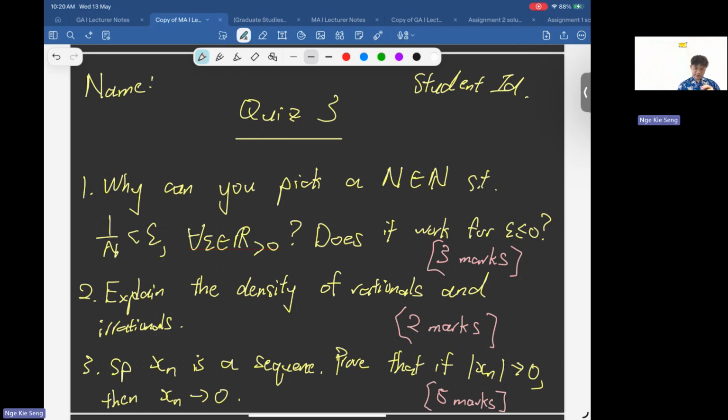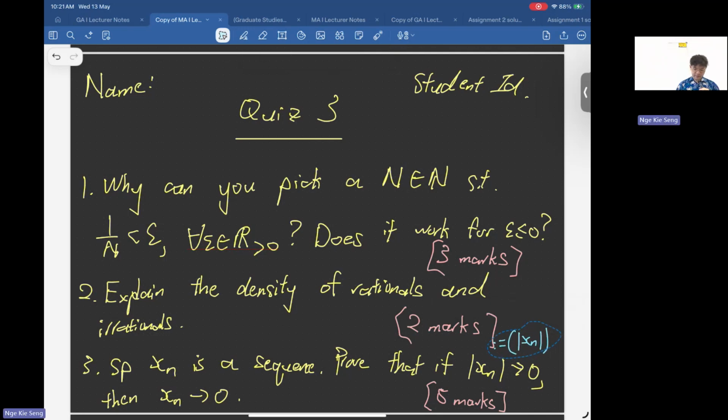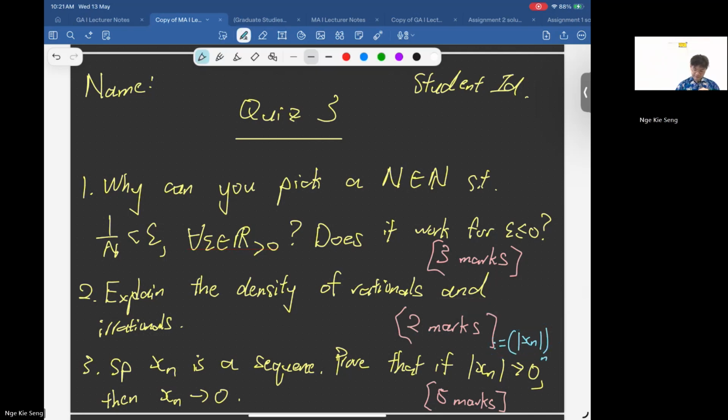Okay, maybe I should write like this. So this is defined to be a sequence of absolute value of xn. And in sequence of absolute value of xn. Take it out.